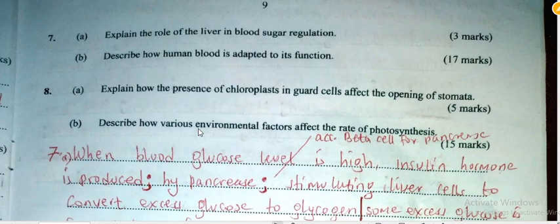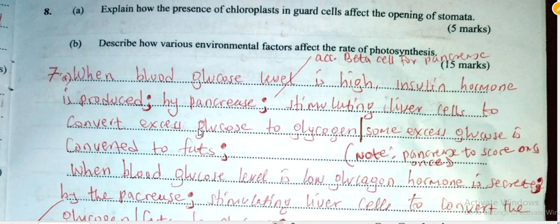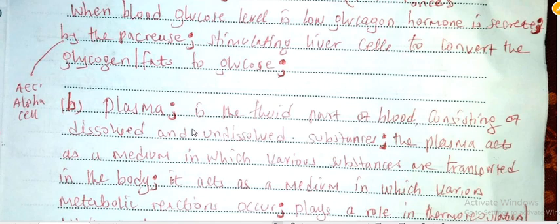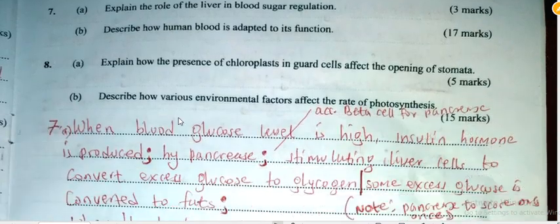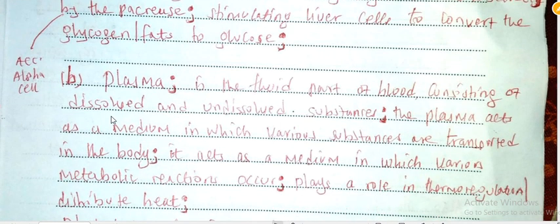Then part B, describe how human blood is adapted to its function. And the human blood, remember, contains the liquid part, which is blood plasma, plus the cells, which are the red blood cells, white blood cells, and the platelets. Plasma is the first component, saying how they are adapted. And adaptation involves the structure, modification, and function.